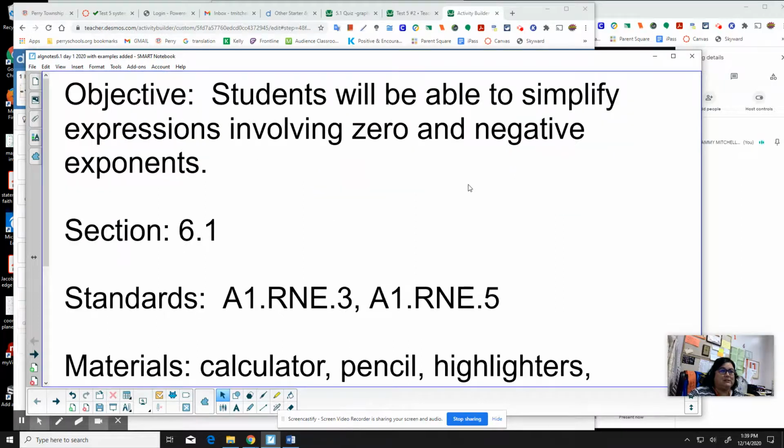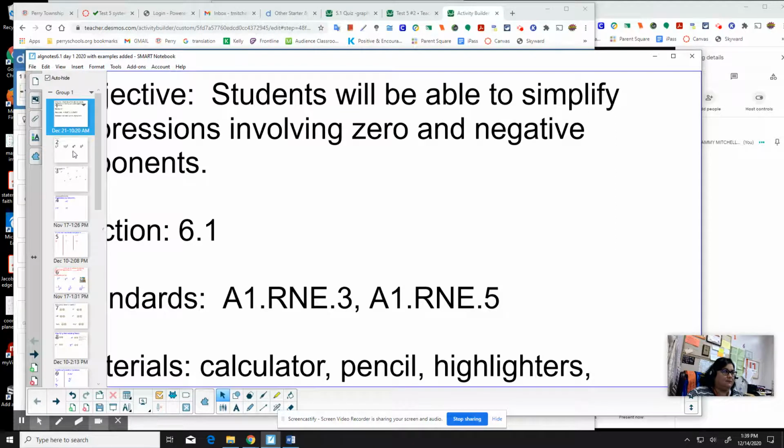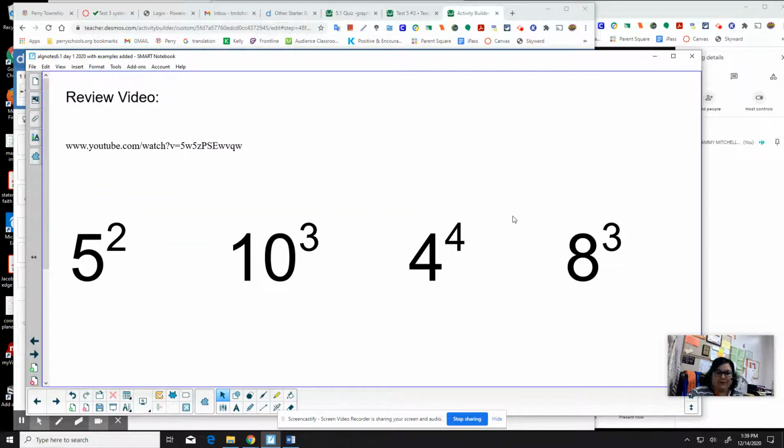Hi everybody, we're going to start 6-1 today involving zero and negative exponents. And then you're going to have an assignment that's in Canvas. All right, so let's go through these real quick. You're going to want a calculator available to you. Whether you use Desmos on a different tab or a handheld is completely up to you.